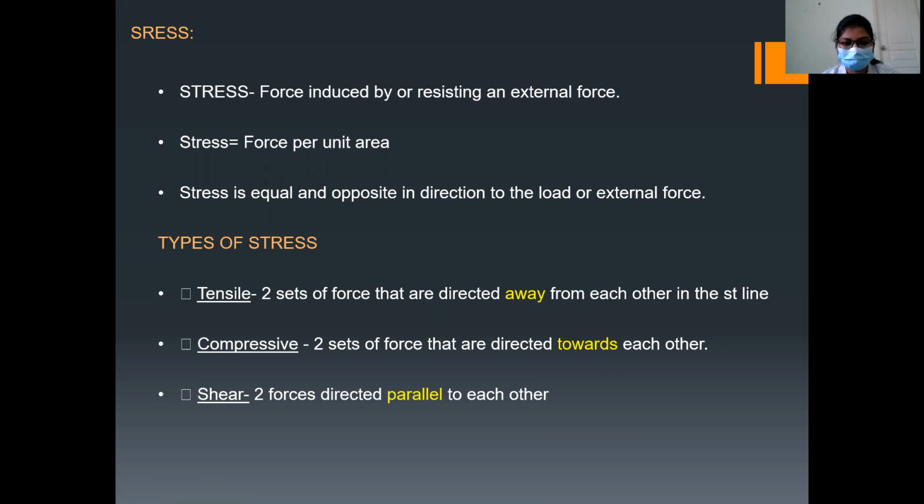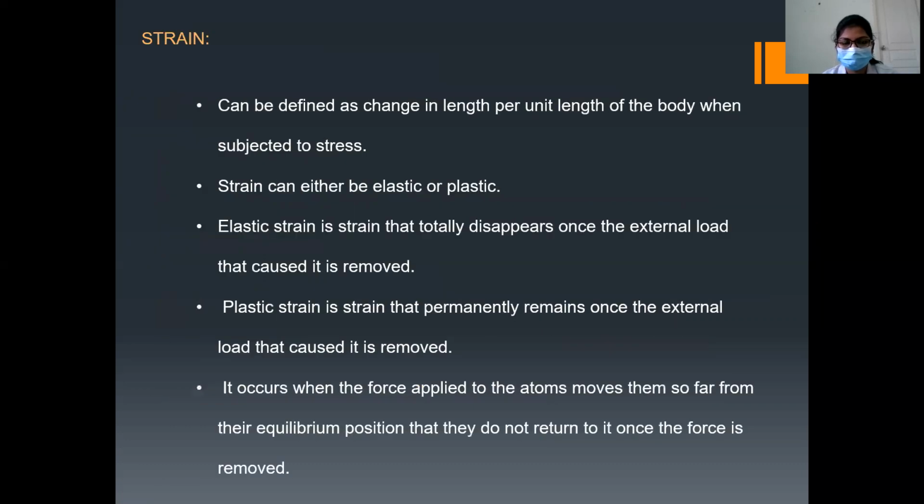There are three types of stresses. First is tensile stress. Two sets of forces that are directed away from each other in a straight line, that is tensile stress. Compressive stress is two sets of forces that are directed towards each other. Shear stress is two forces that are directed parallel to each other.